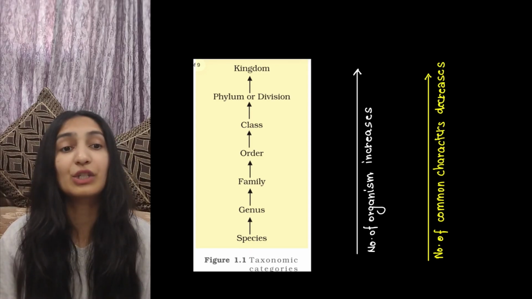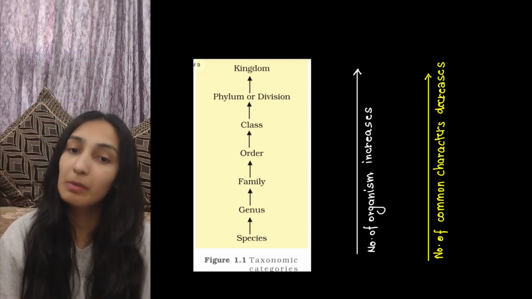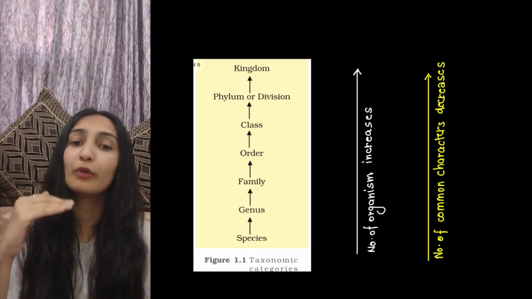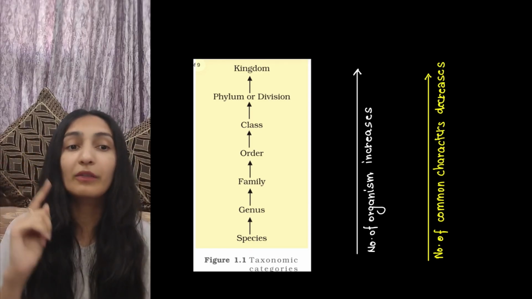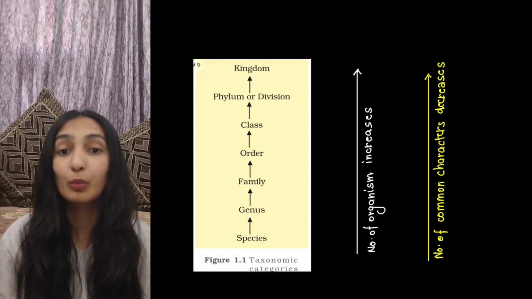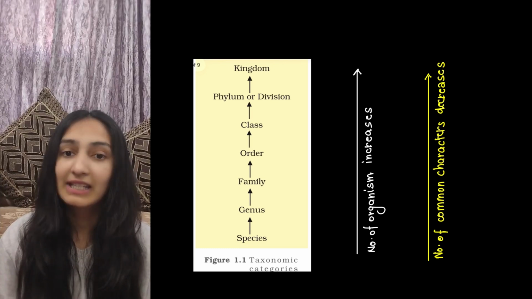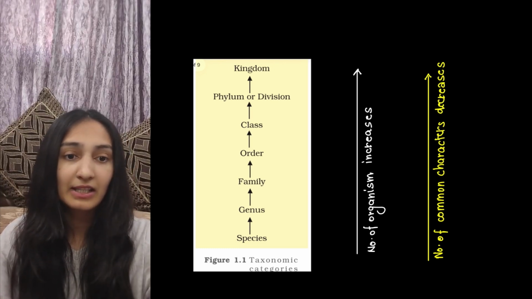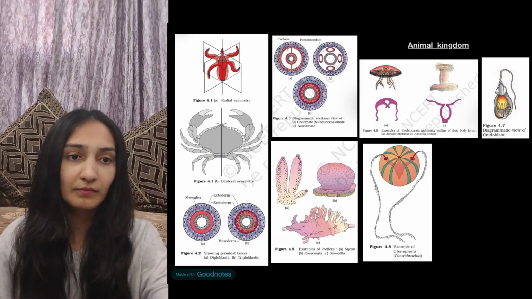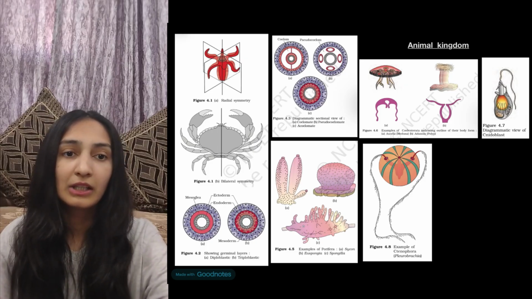So, as you move upwards, you need to remember one thing, that kingdom is the largest category. So, if it is the largest category, then it will have the maximum number of organisms. So, as you move from down to up, the number of organisms are going to increase. But one thing that will decrease is the number of common characteristics. Is that clear?